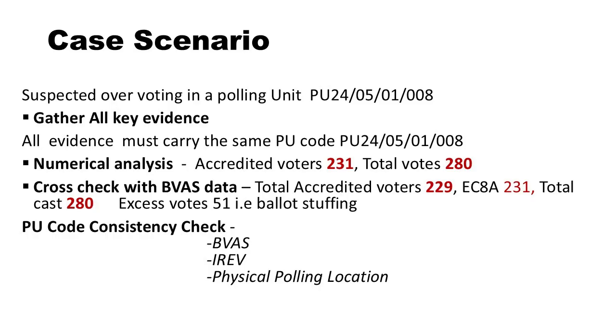From EC8A, we have accredited voters of about 231. Then the total vote is 280. In fact, by the time you look at it, 280 is greater than accredited voters, which is 231. This is purely prima facie overvoting. It's something that you don't need to argue. It's 280 votes against accredited voters of 231. So we have excess.